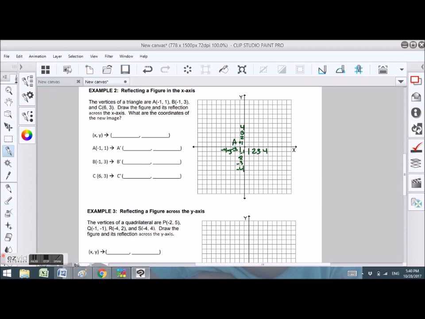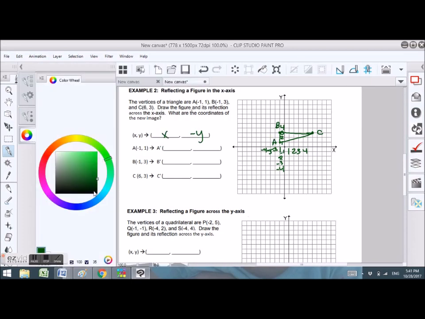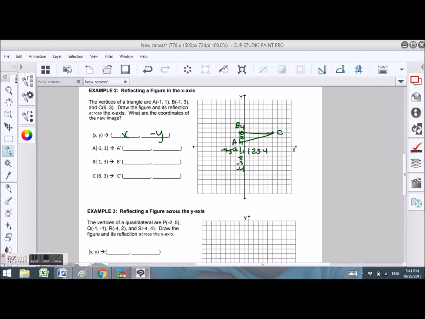We have B (negative 1, 3), B. And then C (6, 3). So 1, 2, 3, 4, 5, 6, 3. Alright, so this is our original figure, this triangle right here. Now it says it's a reflection across the x-axis, which we know becomes (x, negative y). So the same x value, but a negative y. So I'm going to switch colors. If you have colored pens, I would recommend doing the same. So x stays the same, but y becomes negative.